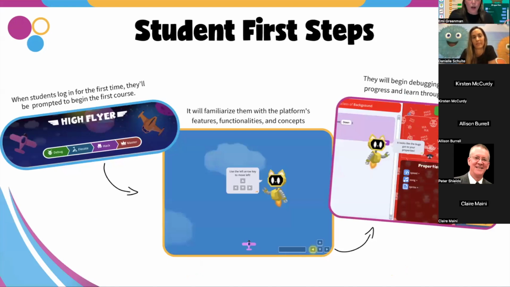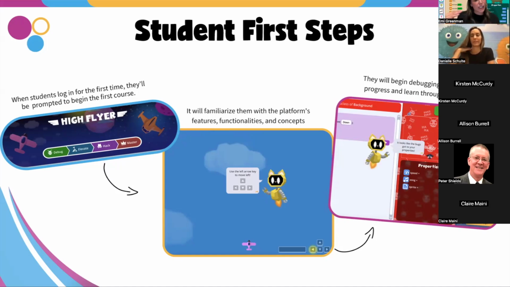Just so you all are aware, logging in to Creator is the exact same way students log into Basics. They just go to kodable.com, and log in using their class code or Clever, or however you typically log your students into Kodable. They will be prompted to start the first course, which is High Flyer. It will give them a tutorial, and it really walks them through. They'll know exactly where they are. You as a teacher will know exactly what course they're on.